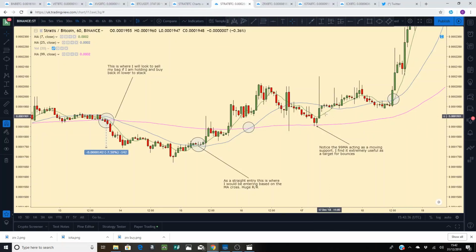So we go on, we got the 7 through the 25 again, which you get that nice little push. Again, not the same reaction as you do when you get the 99 usually.